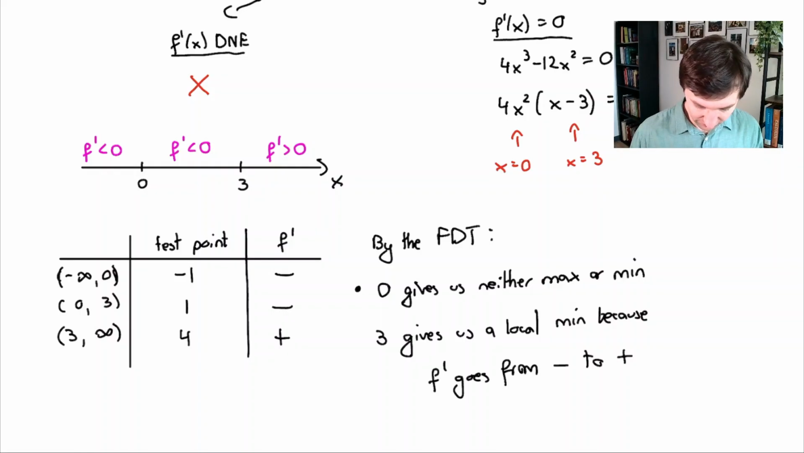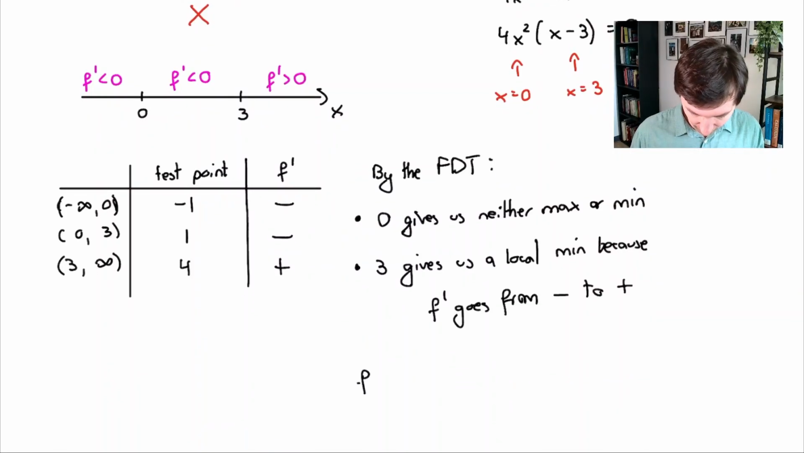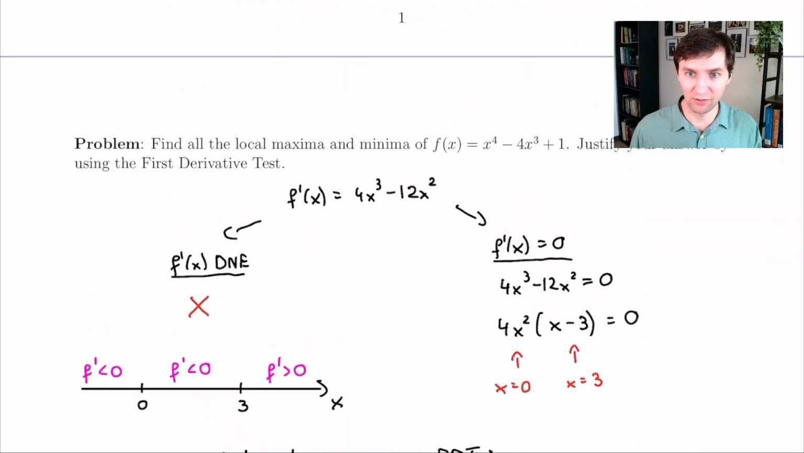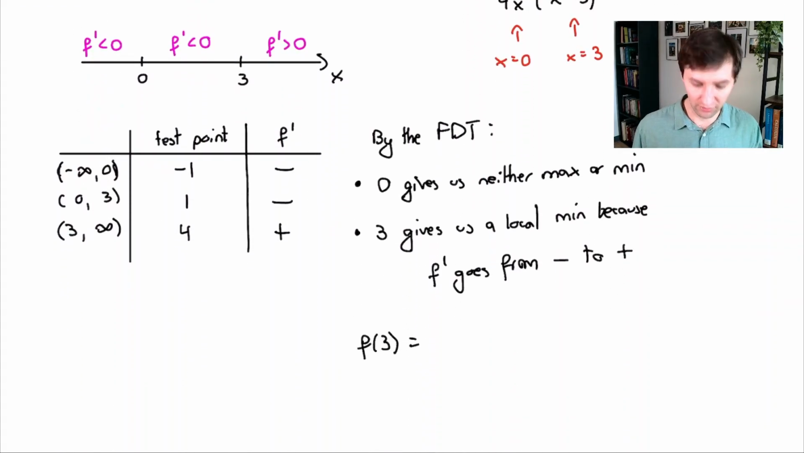The goal was to find the local minimum. So let me now plug in 3 to the function and see what exactly that value is. F of 3: let's see what we will get if we plug in 3. I take 3 and plug it into the original equation and I get 81 minus 4 times 27, which is 108. 81 minus 108 is negative 27. Negative 27 plus 1 gives me negative 26, which means that negative 26 is your local minimum.